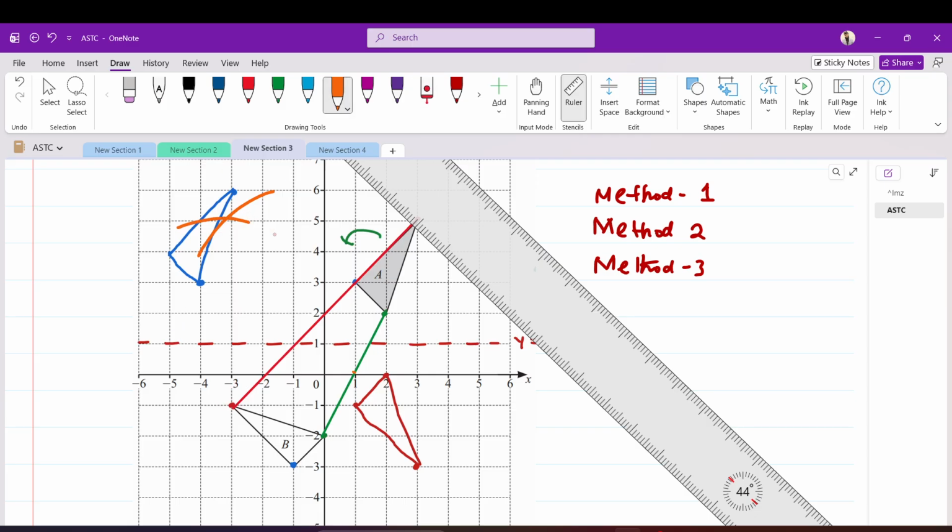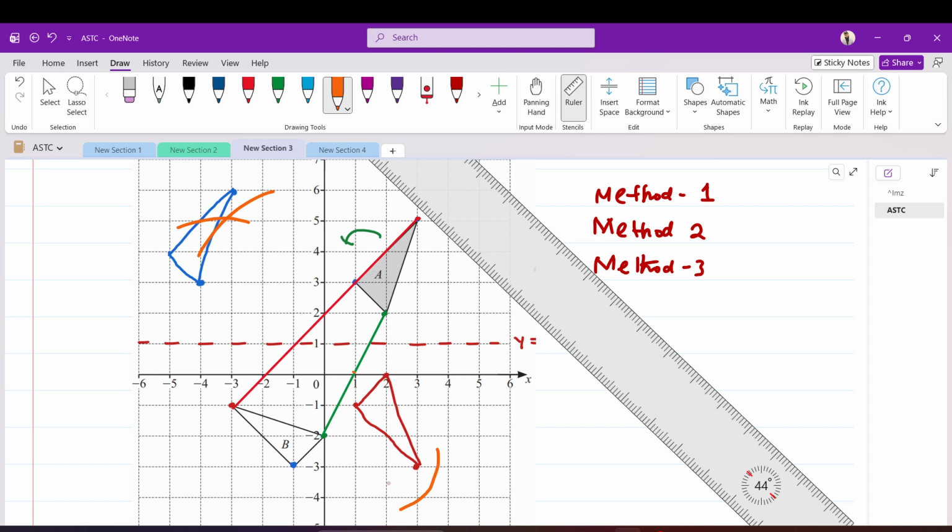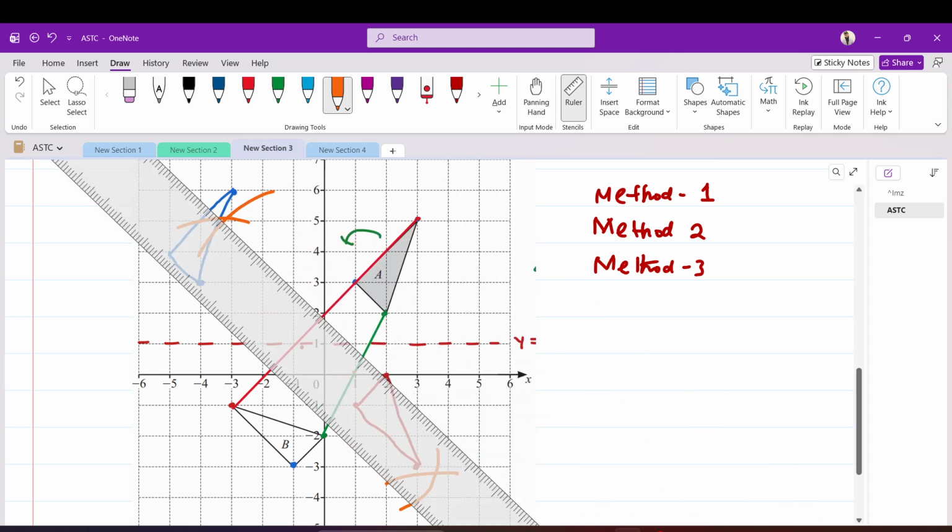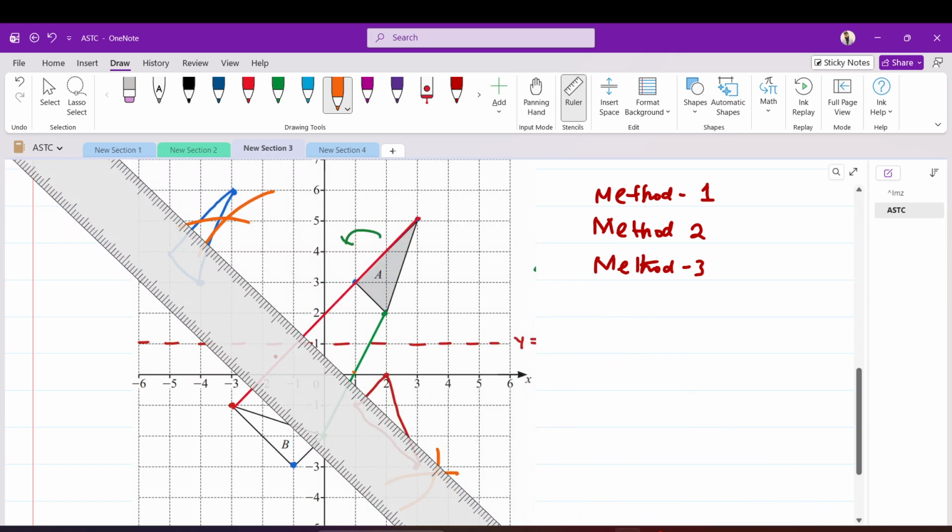Now using the same thing, my compass is at this point, and now I've made an arc over here. Then my compass is again at this point, and I've made an arc over here. Join these two straight lines.